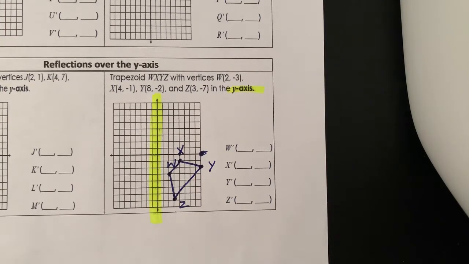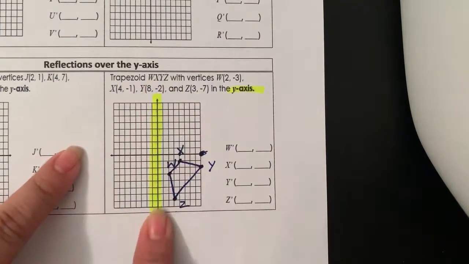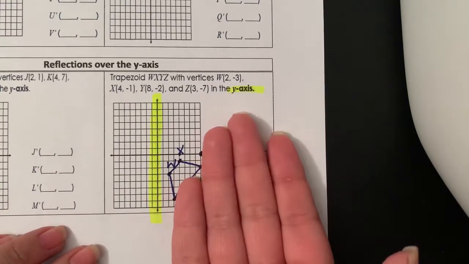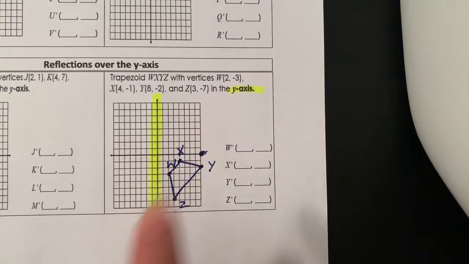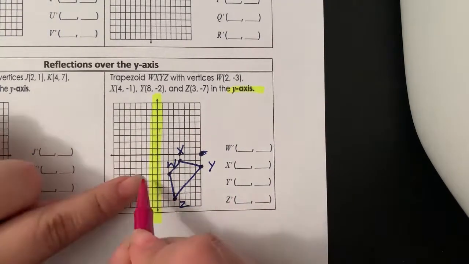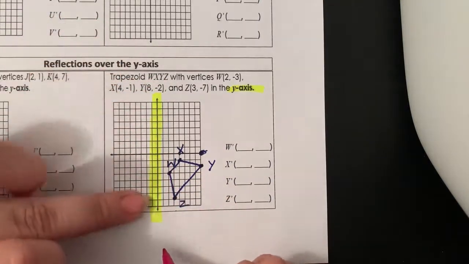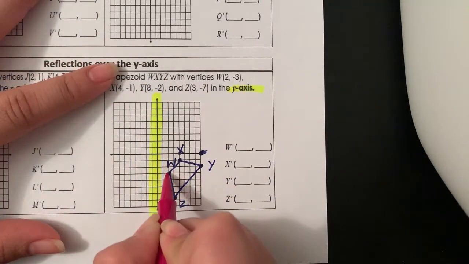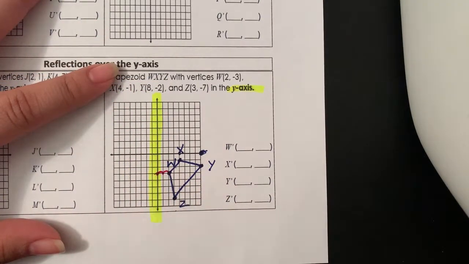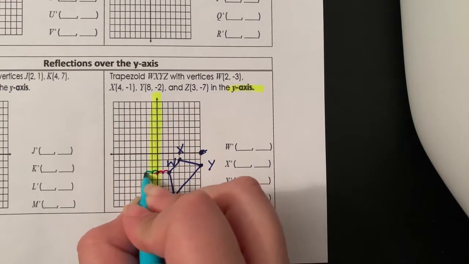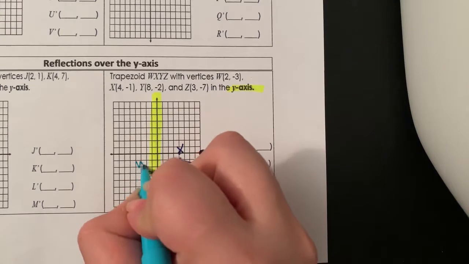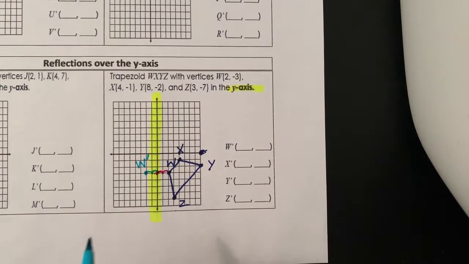So once we've drawn our original figure, now we need to reflect it from here over to here because we want to reflect it over our y-axis. So just like we've done with all the other problems, just count how far away it is from our line of reflection. So W is 1, 2. So that means on the other side, it is going to be 2 away. 1, 2. Now this is W prime.